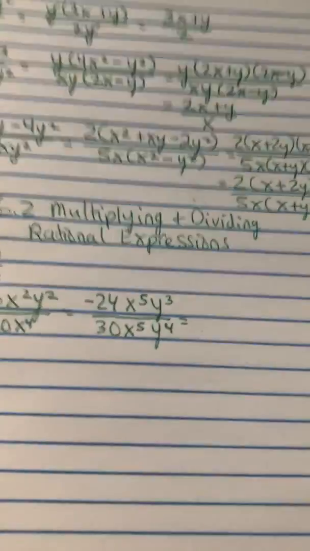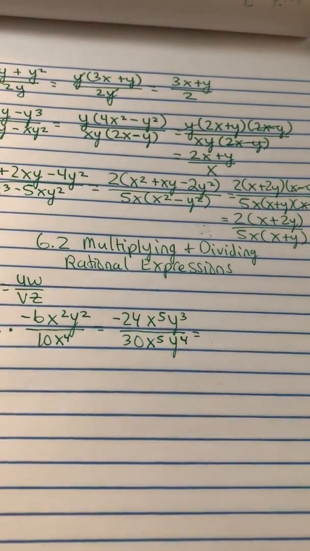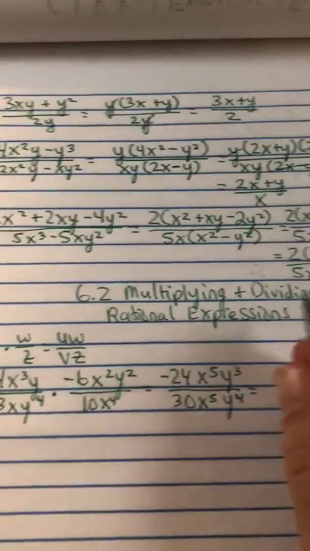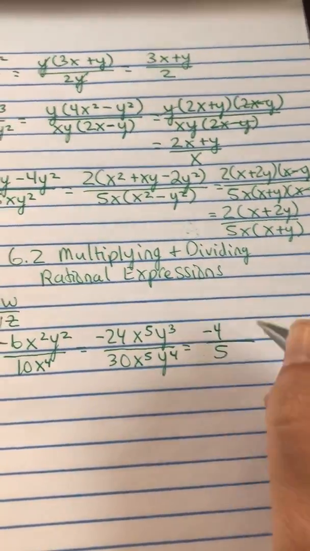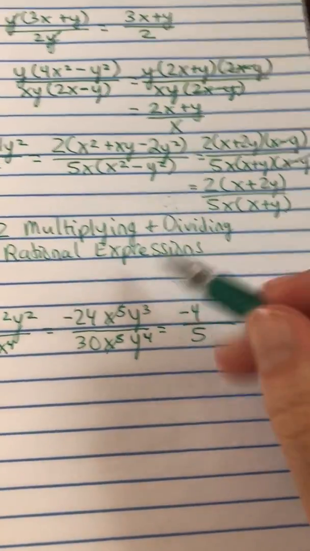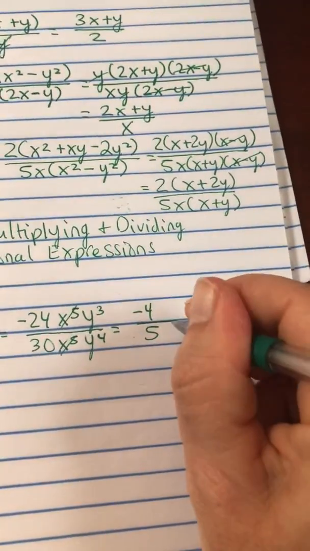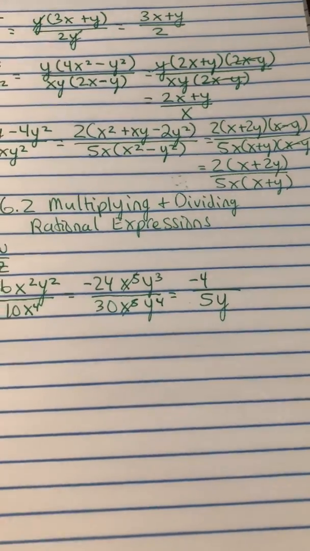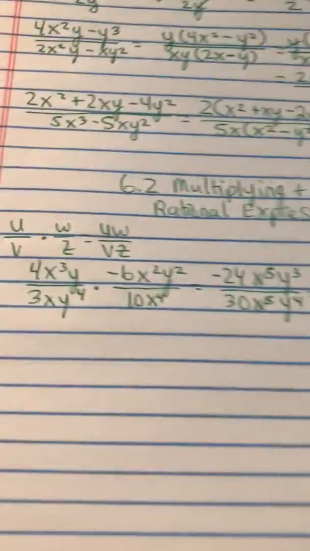Okay, now we're going to simplify. Negative 24 over 30 reduces to negative 4/5. X to the fifth over x to the fifth would cross out. And y cubed over y to the fourth, you would just have y left in the bottom. Okay, so negative 4/5 y. Okay, what else?